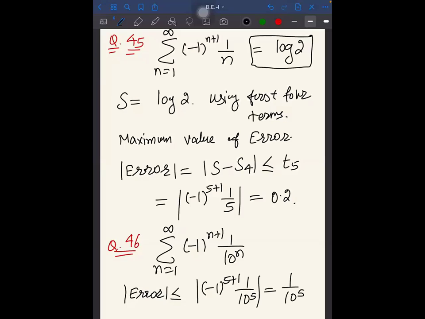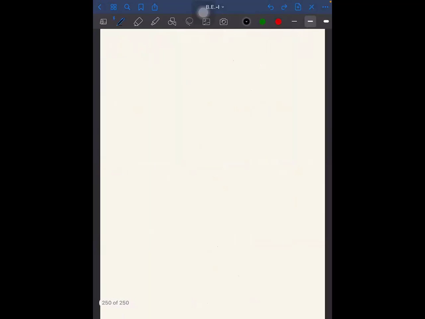But sometimes in these cases, suppose you don't know that it is equal to log 2, then you are not able to find the actual value of the error. But here you can find the actual value of error as well. Okay. So, I'll leave 2 questions for you, question number 47 and question number 48.